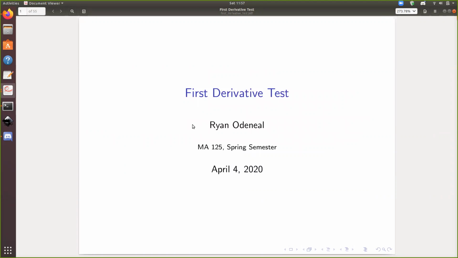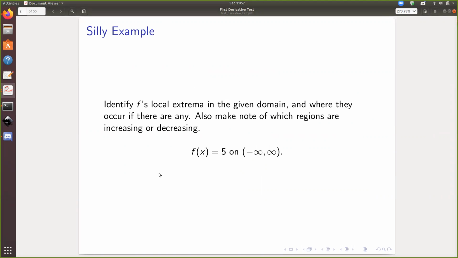Today, I have some problems for you to do on the first derivative test. I have 6 problems for us today. Shouldn't take us too long. So let's dive in. I'm going to start us out with a pretty silly example.